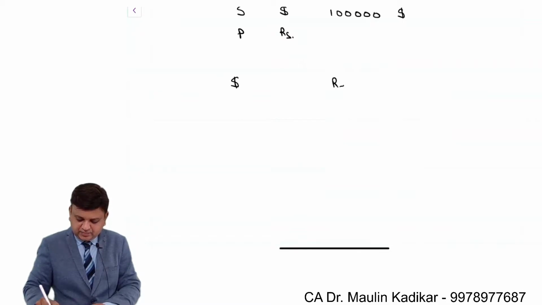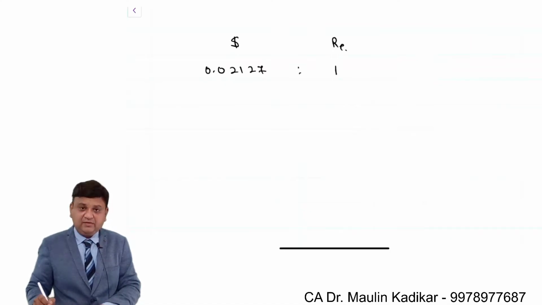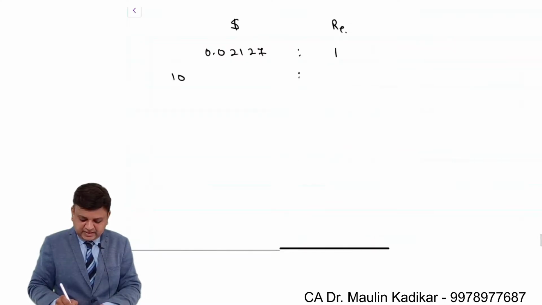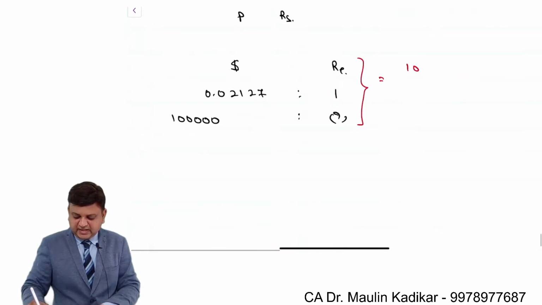So it is dollar or rupee. $0.02127 for every 1 rupee. What is the amount of consideration? 1 lakh. $1 lakh is equal to this amount of rupees. So 1 lakh into 1 does not make a sense, divided by 0.02127.